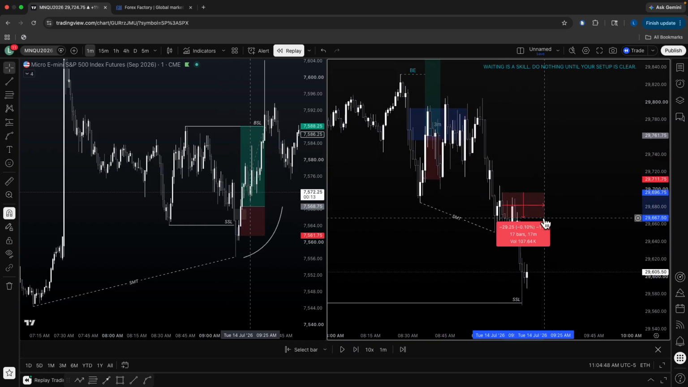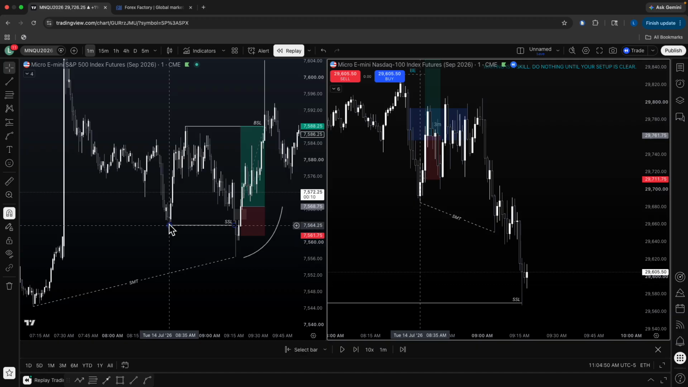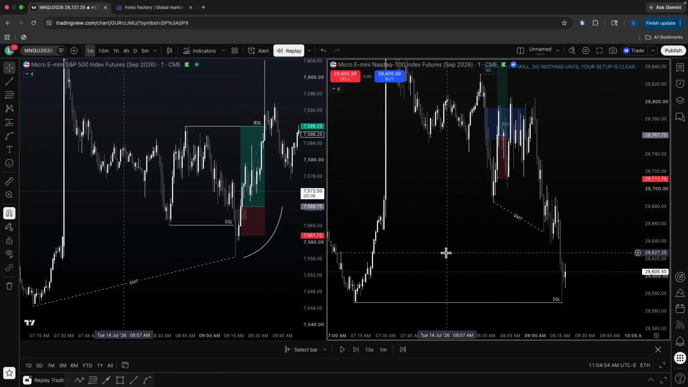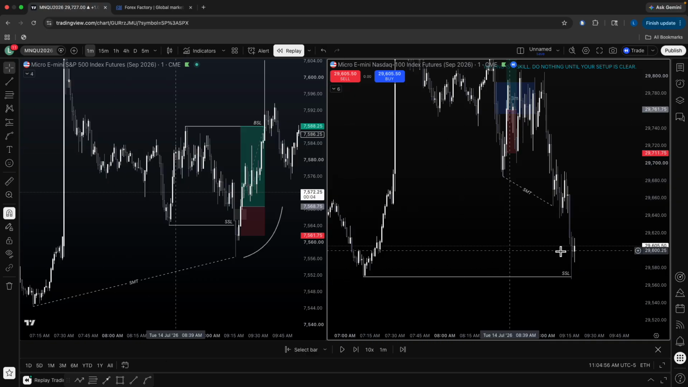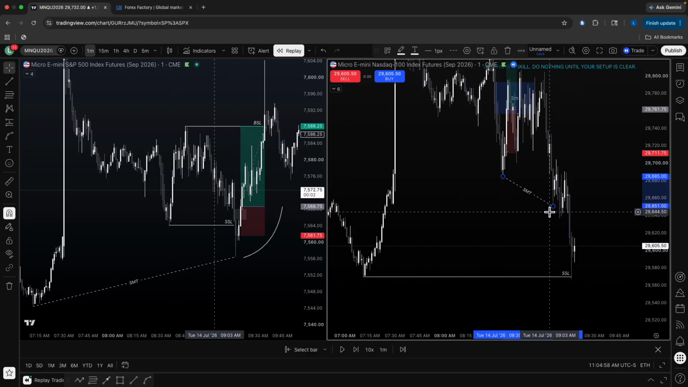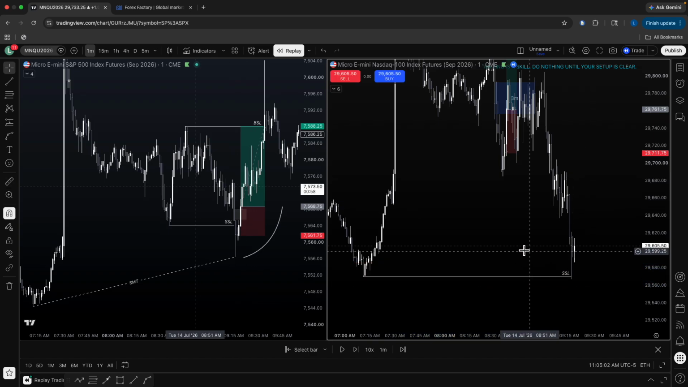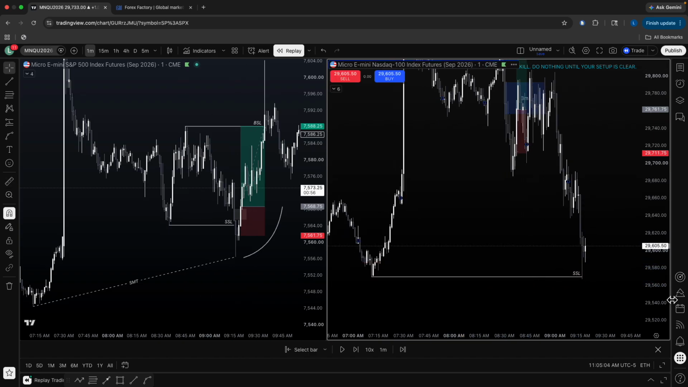Obviously, that doesn't end up happening, and as soon as this SMT here fails and ES starts to sell, then I'm aware of the fact that it's very likely NQ is going to take out the range low. So I mark out the sell side level, and I said, okay, I'm not touching anything until NQ takes this low. Then I can potentially look to take a trade on ES.